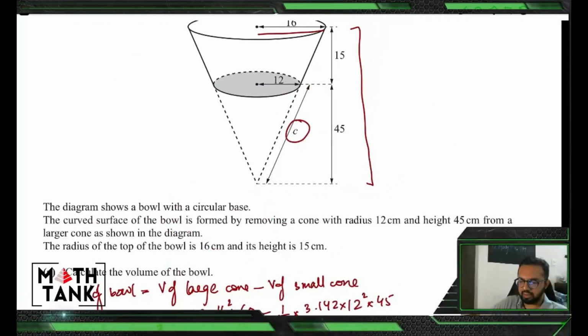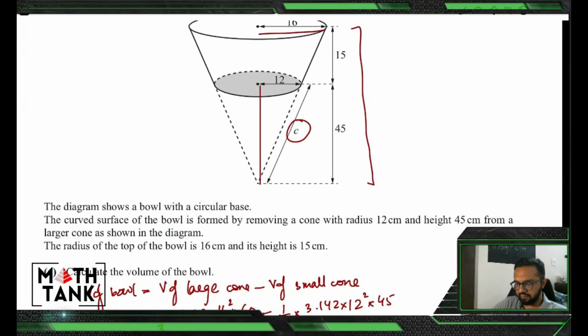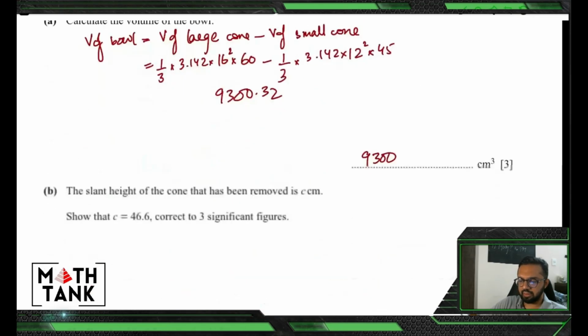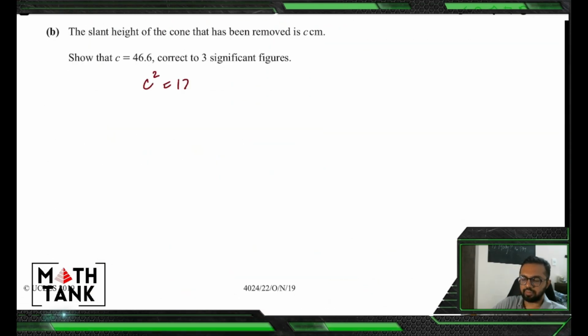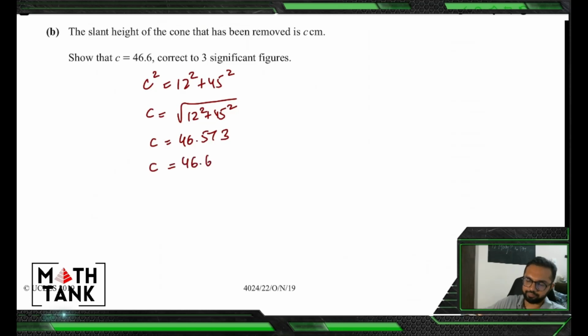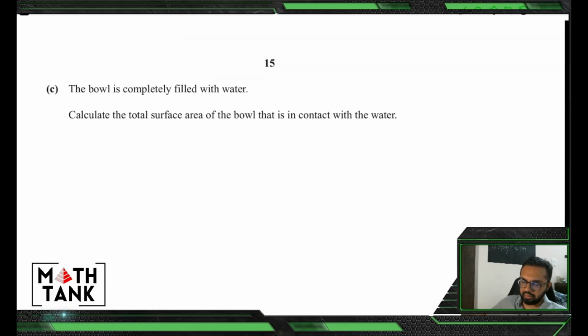So again, the slant height creates a right angle triangle. I can clearly see that this length is 45. So I can just say that C squared equals 12 squared plus 45 squared. C is therefore the root of this. That gives me about 46.573, which is 46.6. Okay, that is shown then.